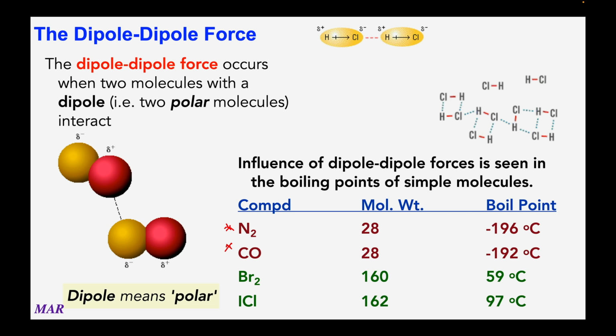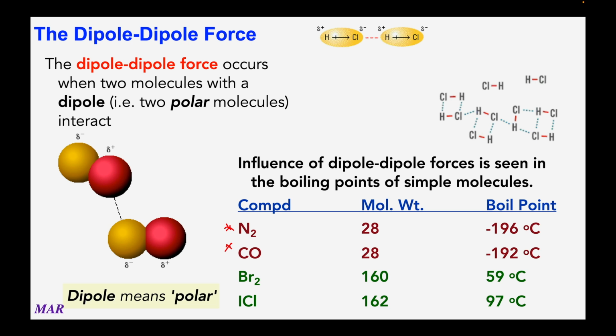You're going to have to break those intermolecular forces to make a liquid into a gas. And that's why it takes 4 degrees Celsius more of energy to make CO become a gas than N2. N2 doesn't have that positive-negative attraction to it. So things that are polar have higher boiling points than things that are nonpolar.